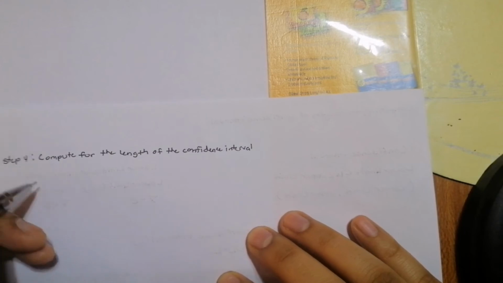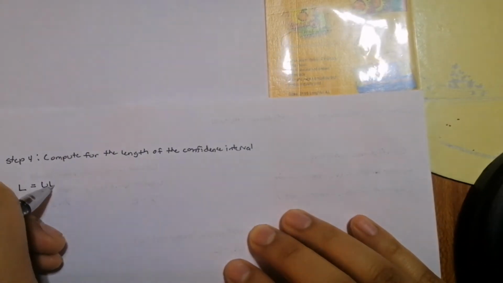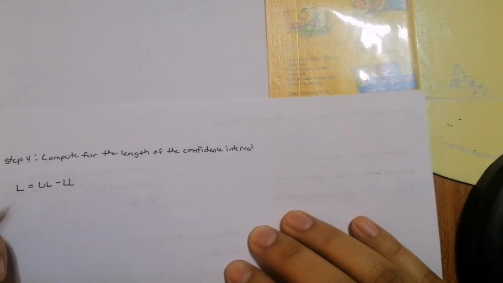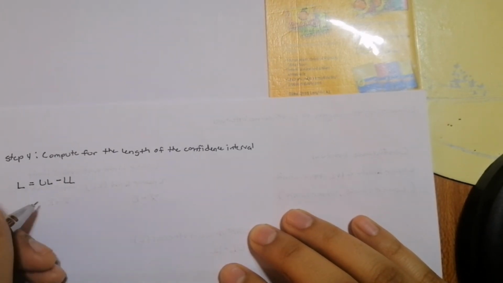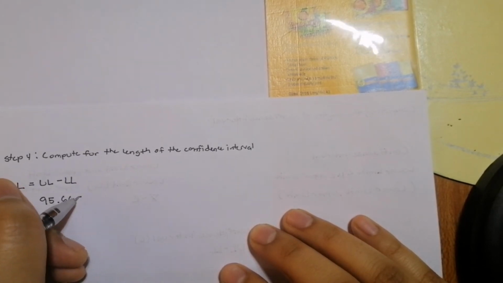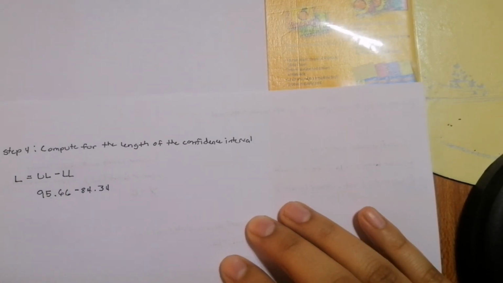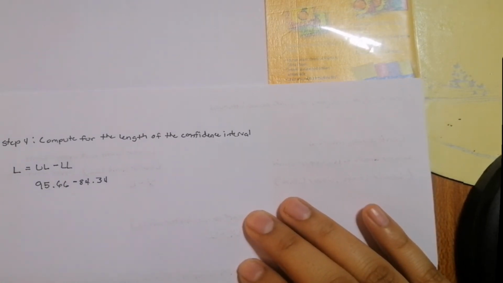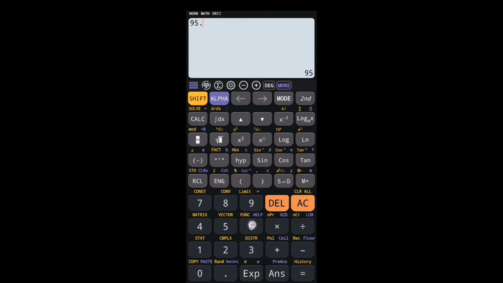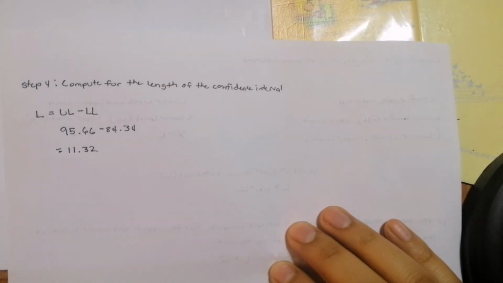Next, we will proceed to the length of confidence interval with the formula of upper limit minus the lower limit. The upper limit, which equals 95.66, minus the lower limit, which is 84.34. And then we will use the scientific calculator to compute. 95.66 minus 84.34 equals 11.32.